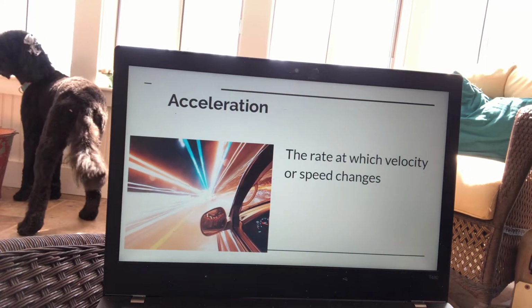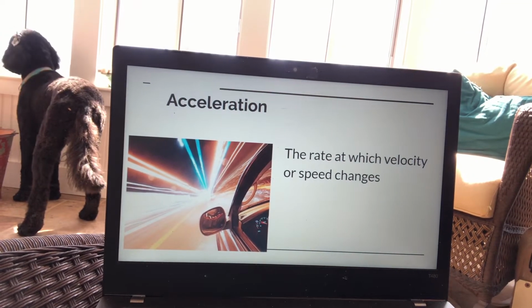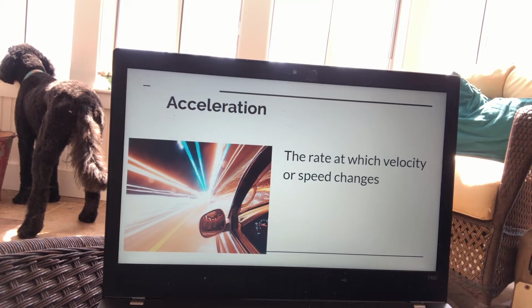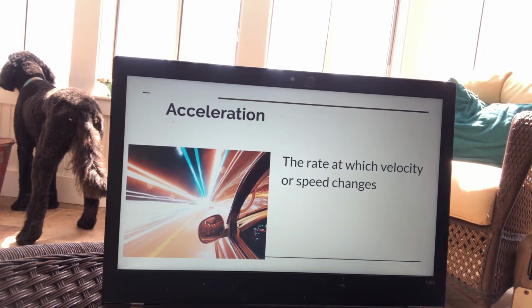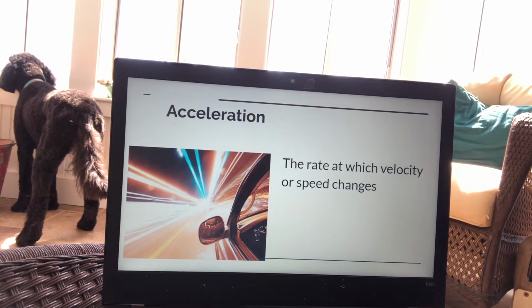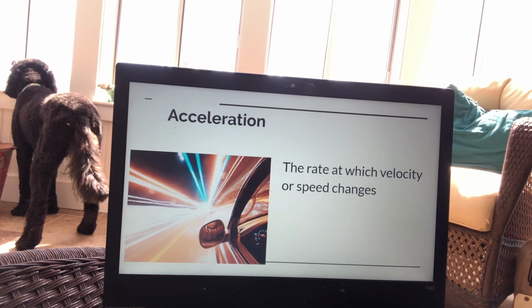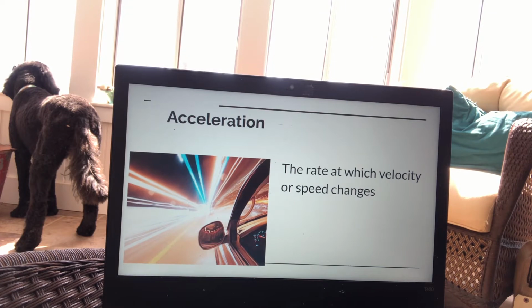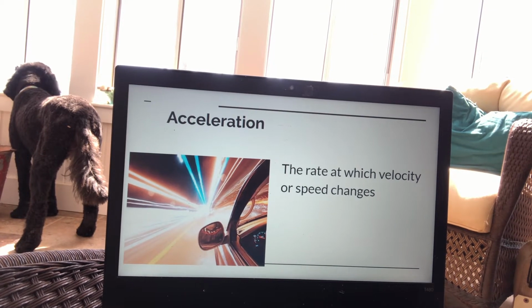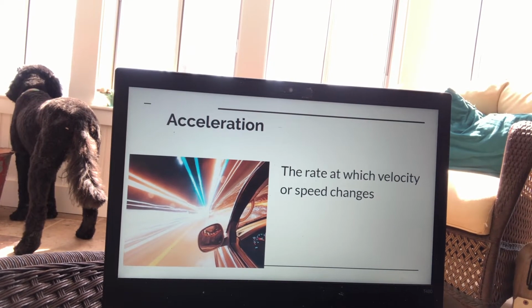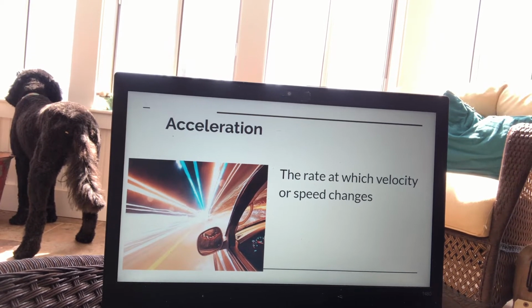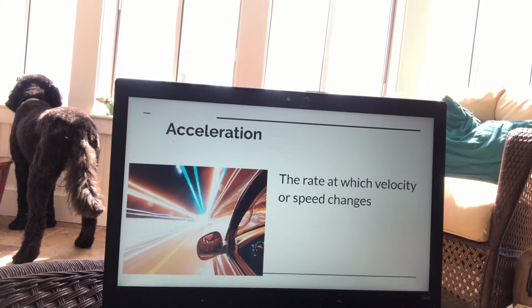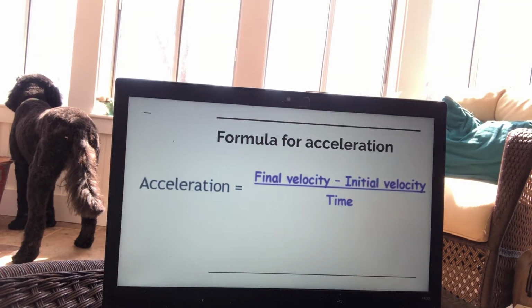Okay, acceleration is the rate at which velocity or speed changes. So what that means is if you are out with your mom and you're going to the mall and you are speeding up because you're getting on the highway, you are accelerating. So say you're going at 25 meters per second as you're driving around Peterborough, then you're going to speed up to 55 meters per second because now you're getting on the highway. That's accelerating.